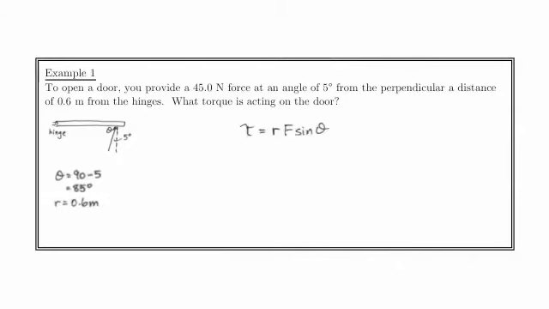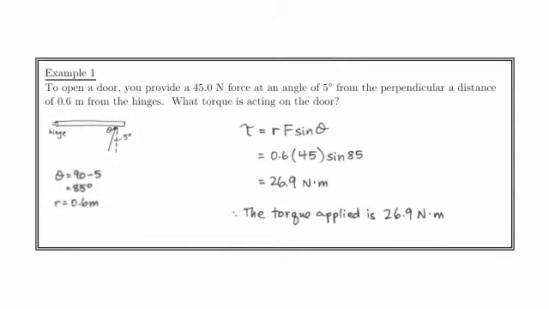So we can now say that torque is equal to R F sine theta. Make a substitution for our numbers. 26.9 Newton meters is the torque that's applied to that door.